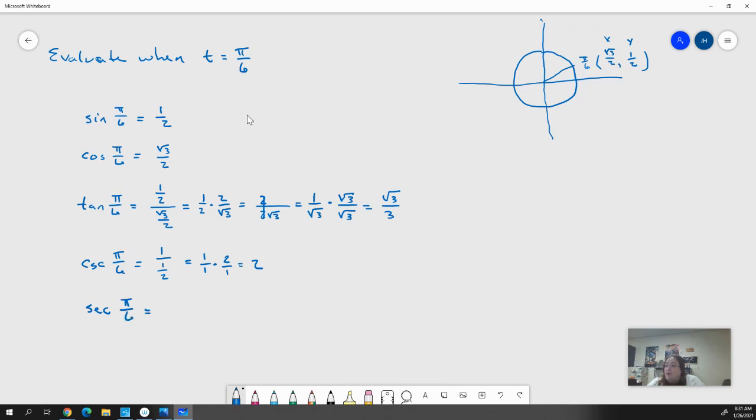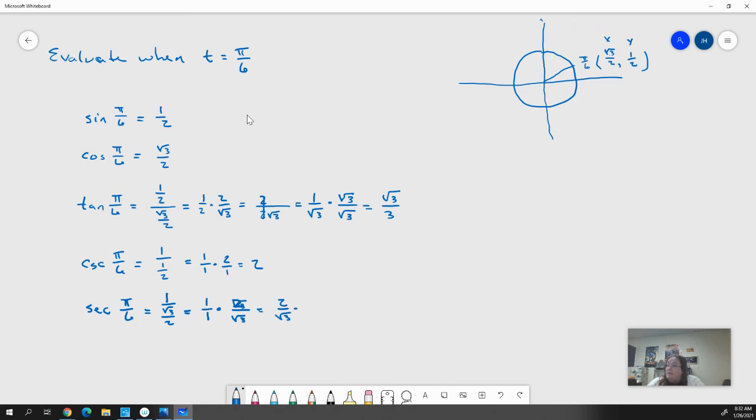Right? It equals 1 over x, and we know our x is rad 3 over 2. So we're going to do the same thing. We are going to rationalize all that, right? We're going to have 1 over 1 times rad 3 by times 2 over rad 3, because we need to do it by the reciprocal. And we're going to get 2 over radical 3.